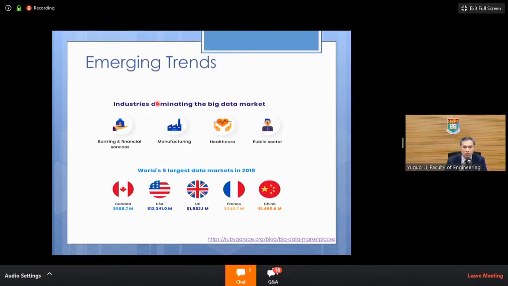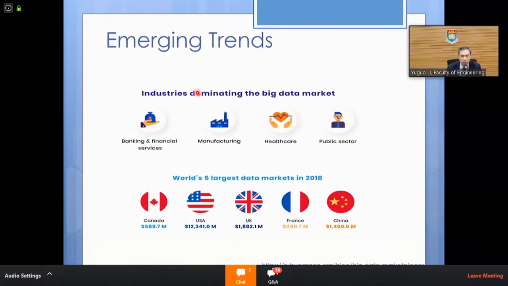Big data now plays important roles in different sectors such as banking and financial services, manufacturing, healthcare, and the public sector. At the bottom, you can see that a huge amount of money has been invested in data markets and data technologies. In China, for example, over $1,400 million has been invested in data markets already. We see that there will be a lot of interest in this area.